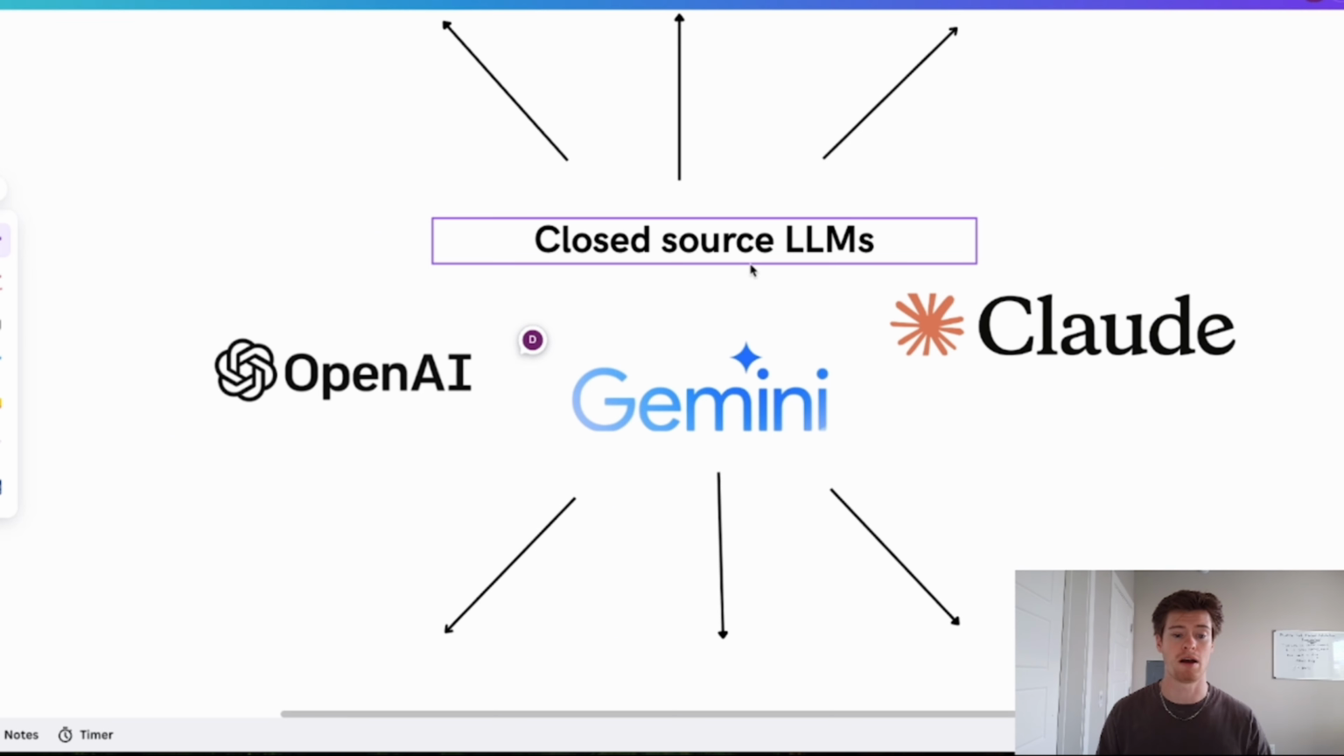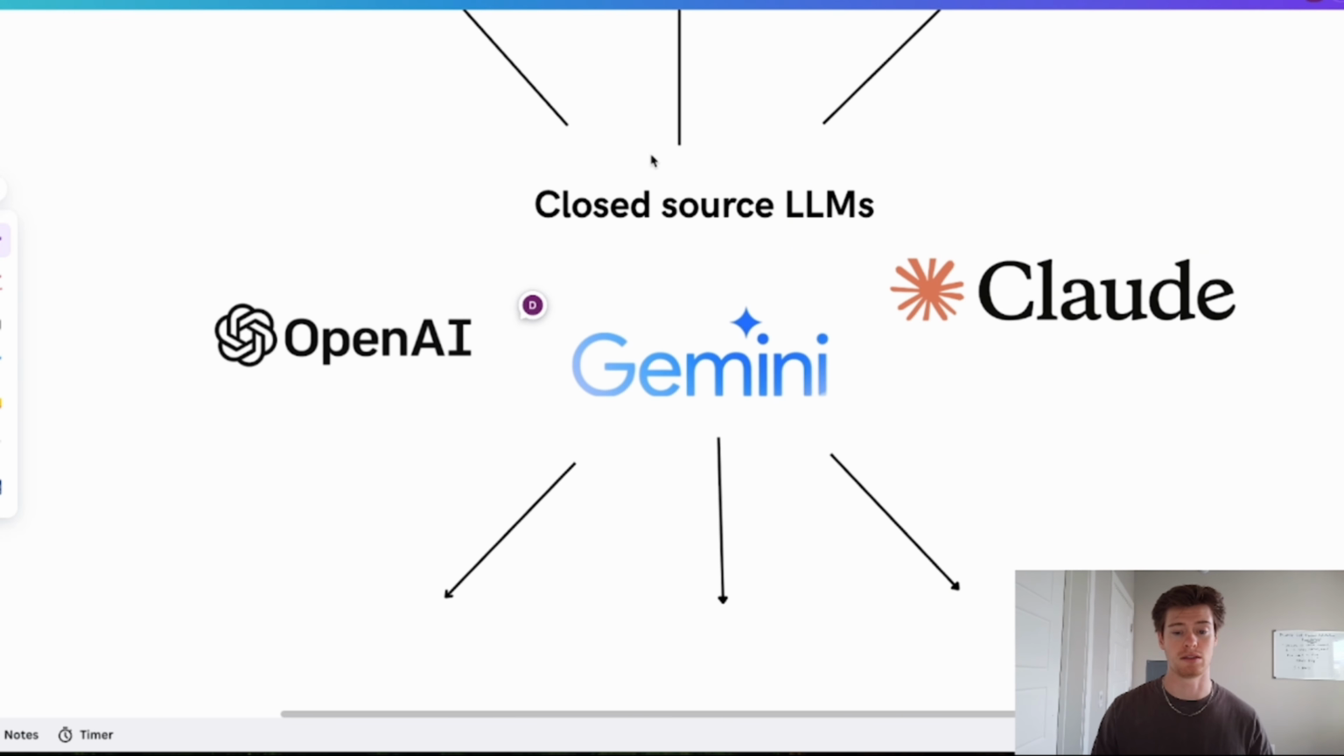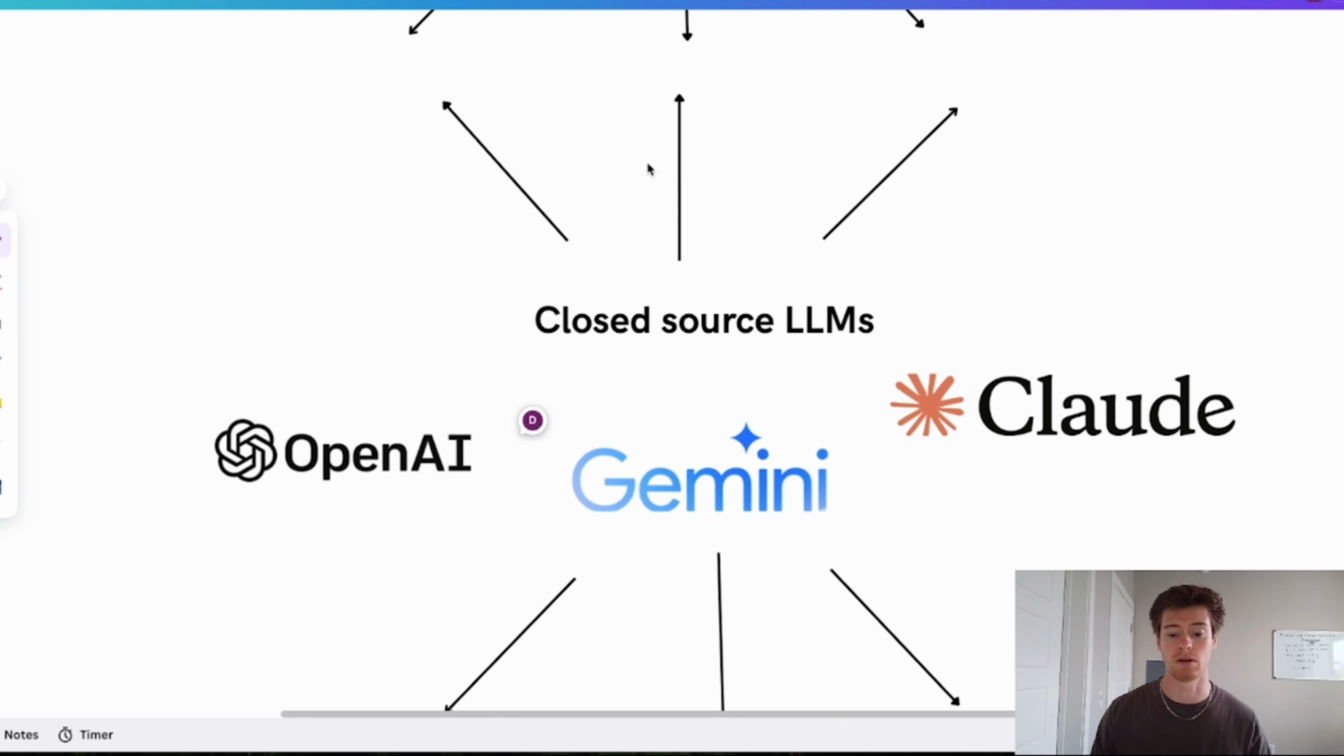So those are all platforms like OpenAI, Gemini, Claude, Perplexity, those things. As you can see, the arrows, which are your data, are going in all different directions. Like I said, same type of deal. It's hosted on an unknown server where you don't have control over it.